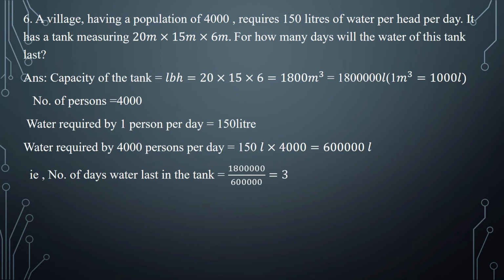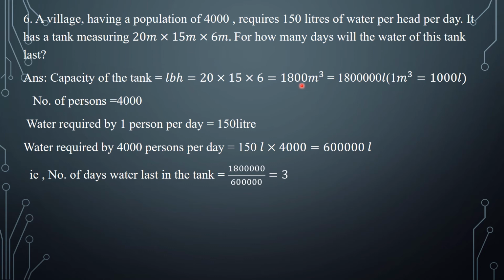Question number 6. A village having a population of 4,000 requires 150 liters of water per head per day. It has a tank measuring 20 meter into 15 meter into 6 meter. For how many days will the water of this tank last? We are given the tank is of length 20 meter, breadth 15 meter and height 6 meter. Therefore, we can find the capacity of the tank, LBH, equal to 20 into 15 into 6, which is 1800 meter cube.